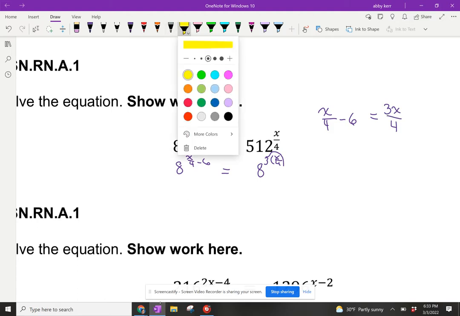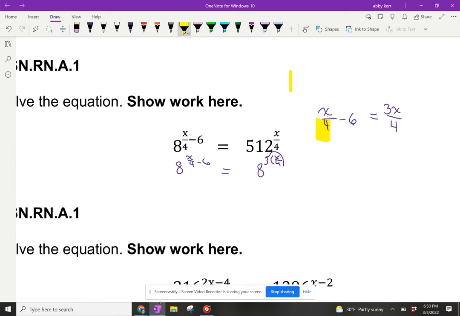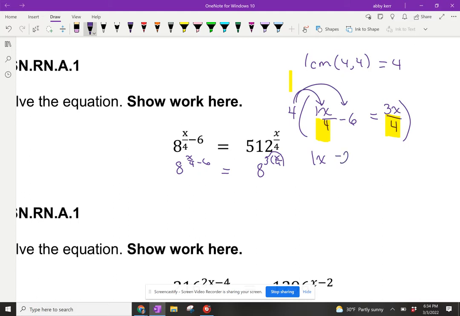Now notice my fractions have the same denominator, so I'm going to multiply everything by 4. If you need to, LCM of 4 and 4, but that's just going to get you the same answer. So 4 times 1x is 4x, divided by 4 gets me 1x. 4 times negative 6 gives me negative 24. And then 4 times 3x is 12x, divided by 4 gets me 3x.